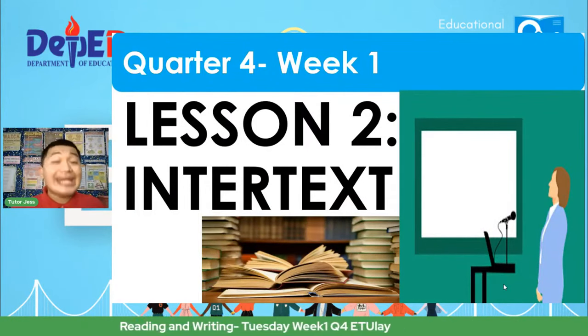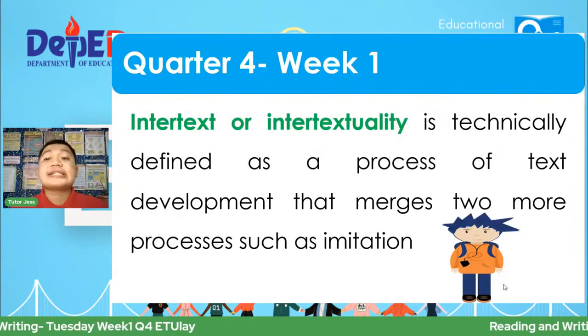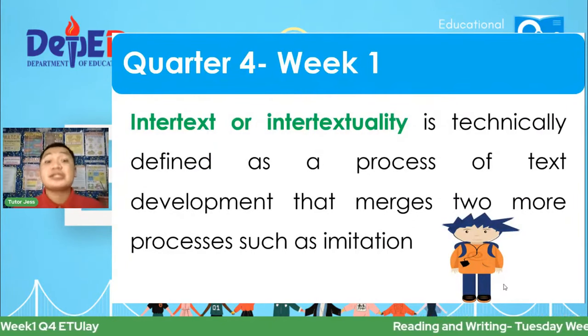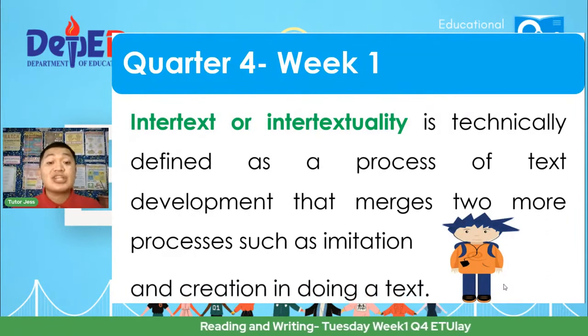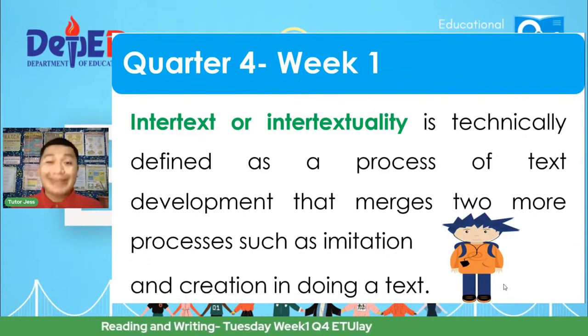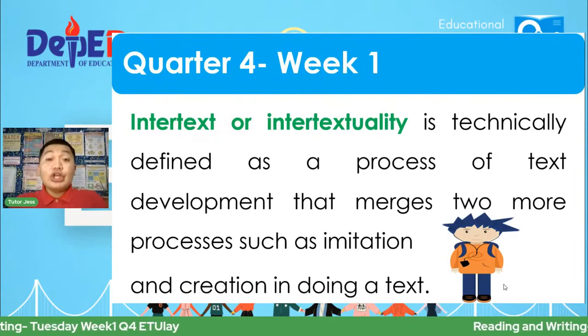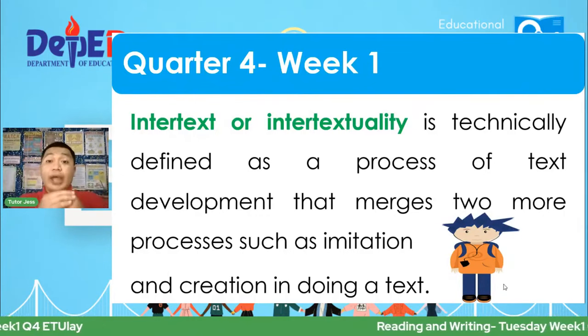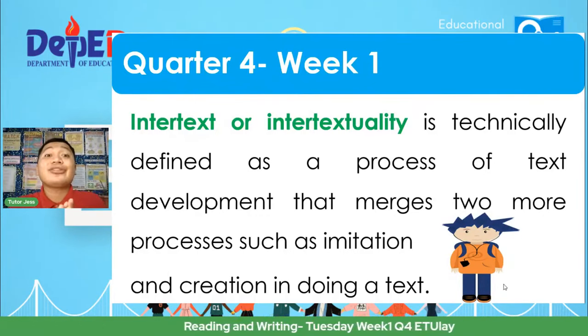Next is intertext. We discussed already hypertext. Intertext or intertextuality is technically defined as a process of text development that merges two or more processes such as imitation and creation into a text. From one text to another, you intertwine those two. That is intertext.